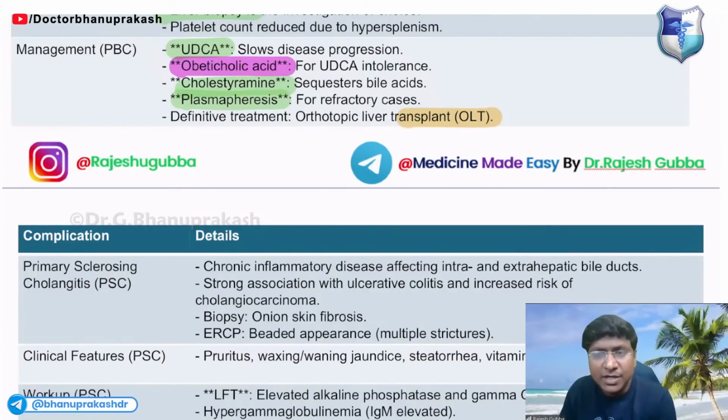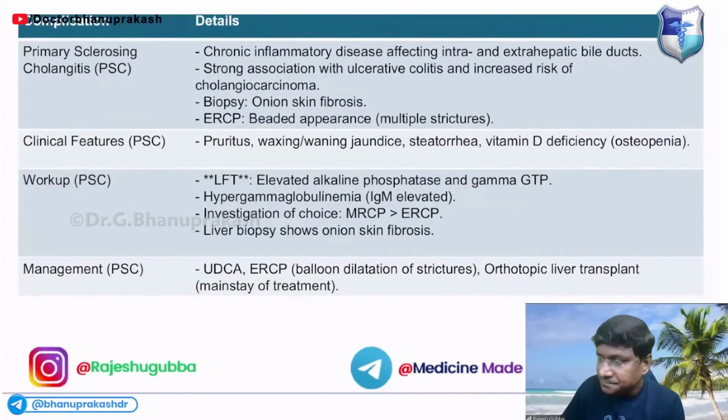That is about primary biliary cholangitis, right? What is the problem? Small intrahepatic bile duct obstruction. HLA, very important: DRB1, 08, DQB1. Earliest manifestation, fatigue. Investigation of choice, liver biopsy. Important molecule to be given, ursodeoxycholic acid. Refractory cases, plasmapheresis. Definitive treatment, orthotopic liver transplantation. Done? Next, we'll move on to the next topic, that is primary sclerosing cholangitis.